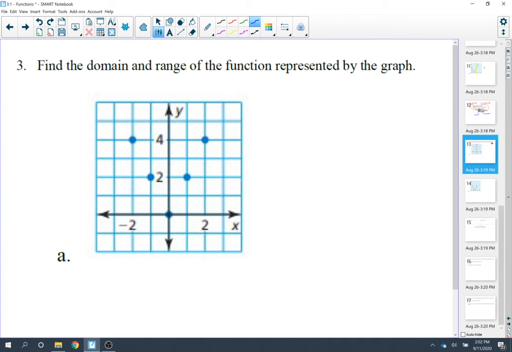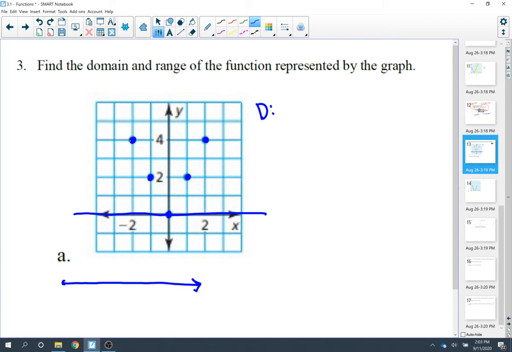Example 3, find the domain and range of the function represented by the graph. So if we look at letter A, our domain is going to be all of your x values or all of your input values. So I've got these dots up here. And something I want you to focus on is this is your x-axis. Your x-axis is the horizontal one. And I'm going to look at each dot. When you read a graph, you read a graph like you read a book. You start on the left and you read to the right. So when you report your domain values, you start on the left and you read to the right.